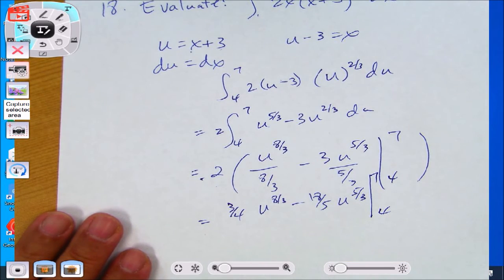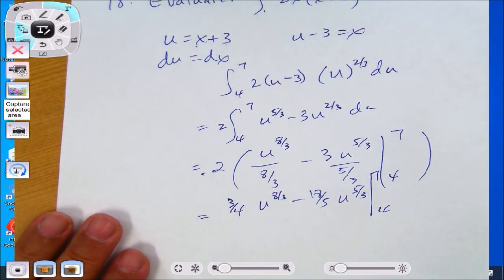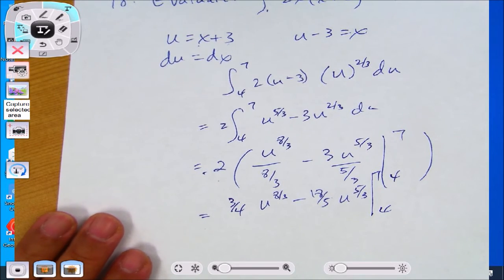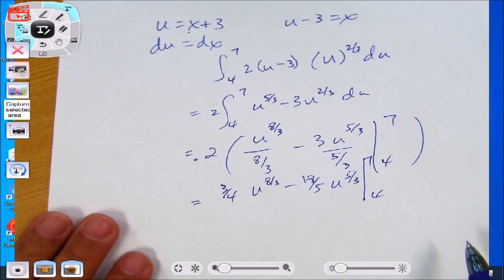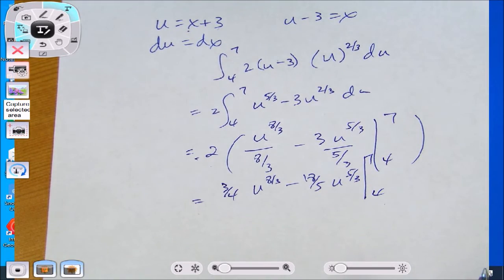Why don't we put a C? Definite integrals, we don't have C's. Okay. It's weird because last year I was like, because we end up doing top minus the bottom and the C is canceled.